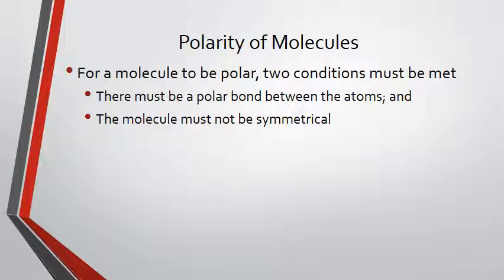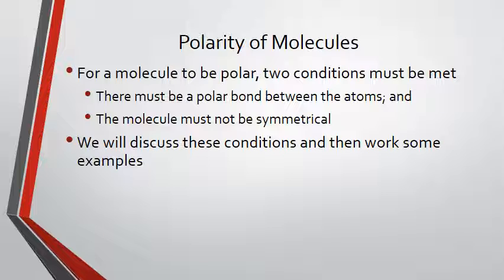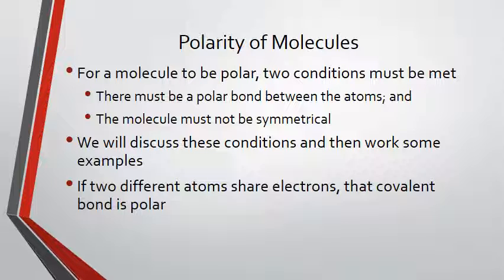For a molecule to be polar, two conditions must be met. There must be a polar bond between the atoms, and the molecule must not be symmetrical. So we'll talk about each of these conditions, and then we'll work some examples. If two different atoms share electrons, then that covalent bond is polar. Write that one line down, put stars, arrows to it. This is a very important bullet.